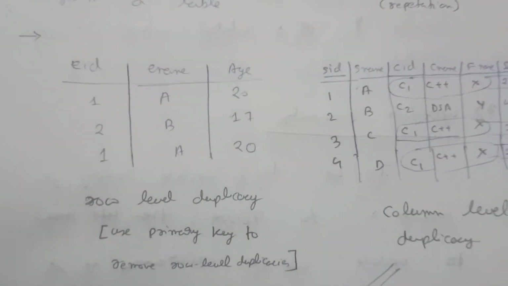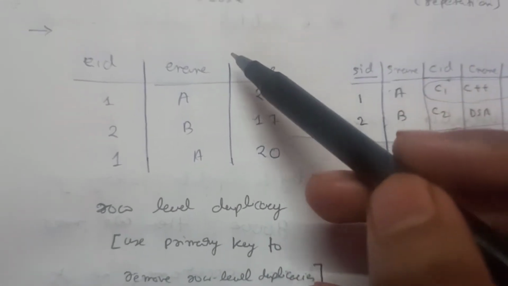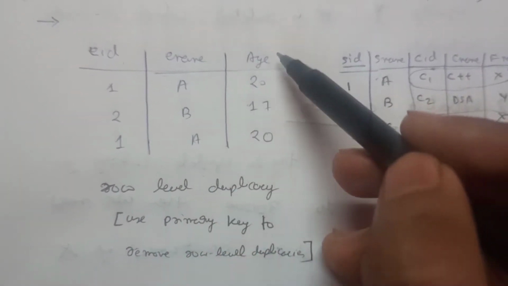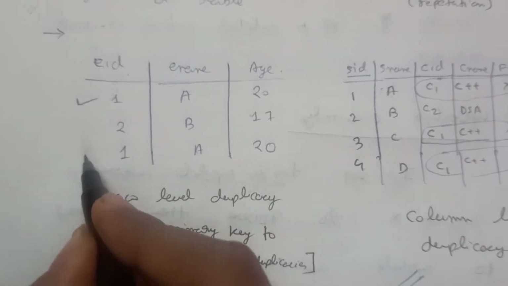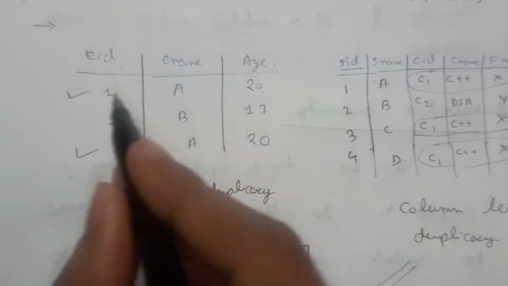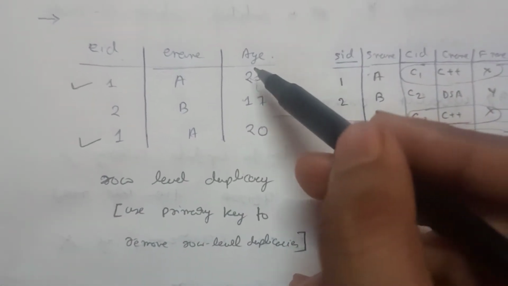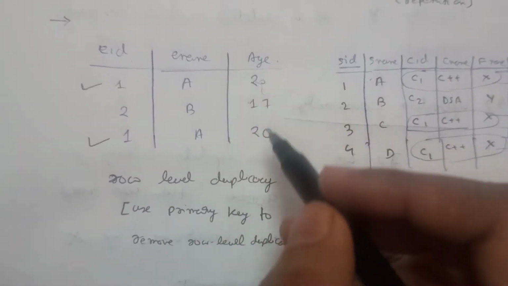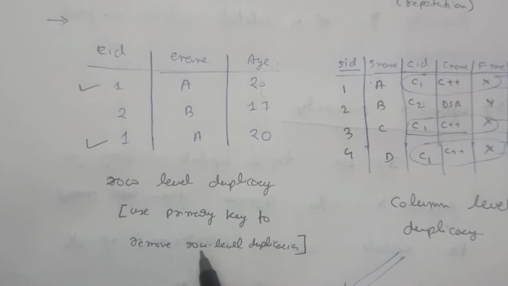There are two types of data redundancy, that is row level and column level. Suppose this is a table with three columns, EID, ename and age. These two rows, this row and this row, are exactly similar. Okay, so these are redundant data. So how to avoid this? To avoid this row level duplicacy or row level data redundancy, we use primary key.